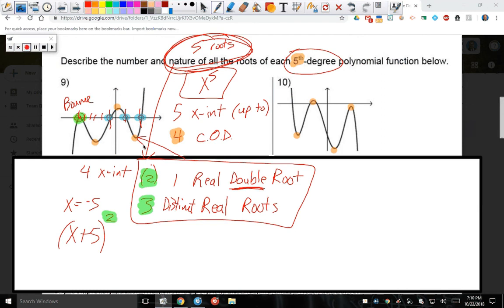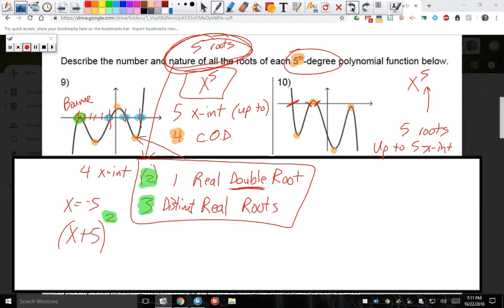Let's look at number 10. Again, we know that we have x to the fifth, so we have 5 roots, up to a possible 5 x-intercepts. But you see, we don't have 5 x-intercepts. We have 1, 2, 3, and that's it. So these other 2, which could have been around here if it had continued to come up, are in fact where these imaginary roots occur.